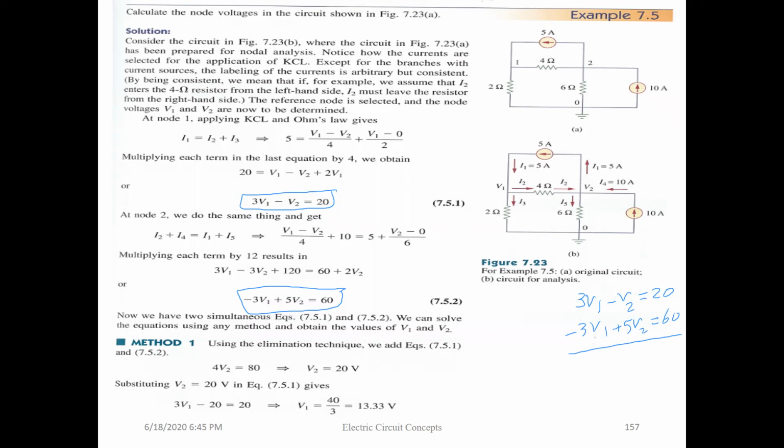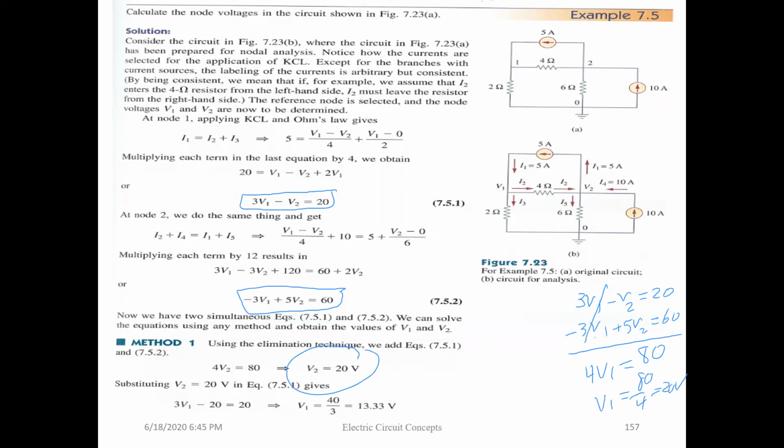So if we add the two equations, 3v1 minus v1, this will be cancelled out. So it will be 5 minus 1 is 4, v2 equal to 80. So v2 will be 80 over 4, so it will be 20 volt. Okay, so this is 20 volt.